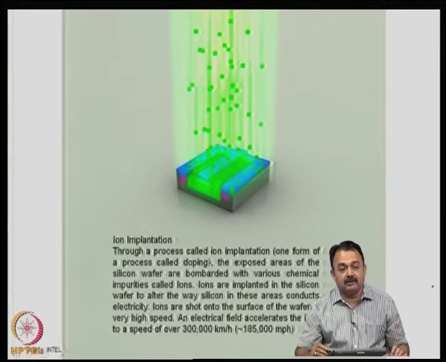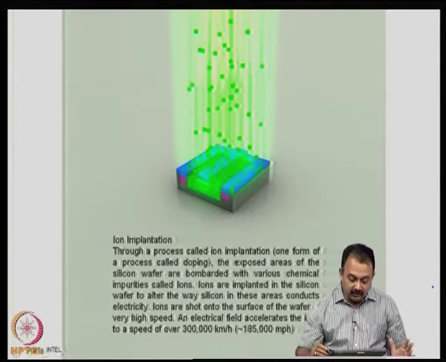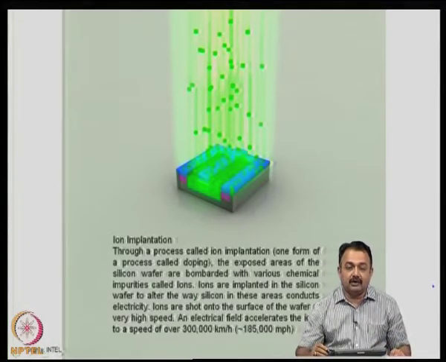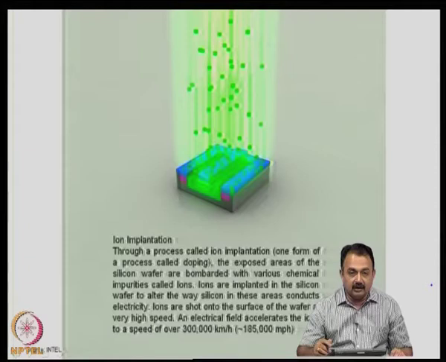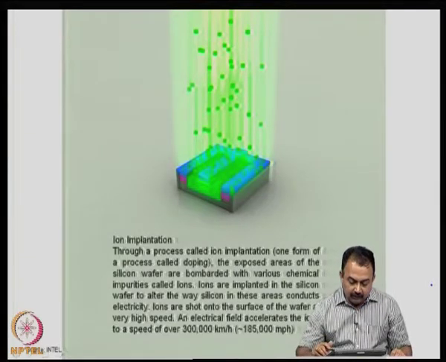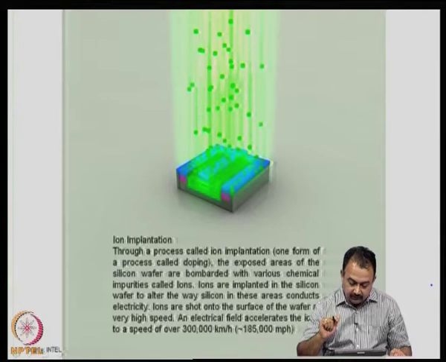There are different materials and equipment that will be used for ion implantation. Basically, you require bombarding of these ions onto the surface of the silicon wafer. And therefore, these ions during this process are implanted into the silicon wafer to alter the way the silicon in these areas conducts electricity. Therefore, this is very specific. This is specific to the areas that are exposed. The areas that are covered by the photoresist are not altered, they are not affected.